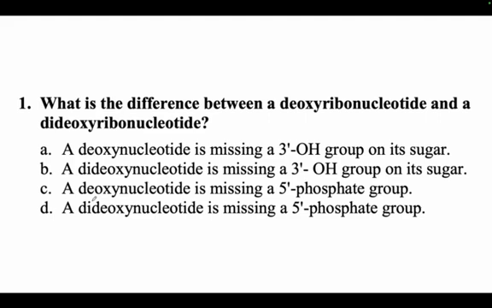Okay. What is the difference between a deoxyribonucleotide and a dideoxyribonucleotide? So we already know that a deoxyribonucleotide is missing its 2' OH, whereas the dideoxyribonucleotide is also missing the 3' OH on the sugar. Right? So the dideoxynucleotide is missing the 3' OH group on its sugar. Otherwise, the nucleotides are functionally identical. So they both have a phosphate group, the nitrogen base, and so on. It's just a matter of one OH group.